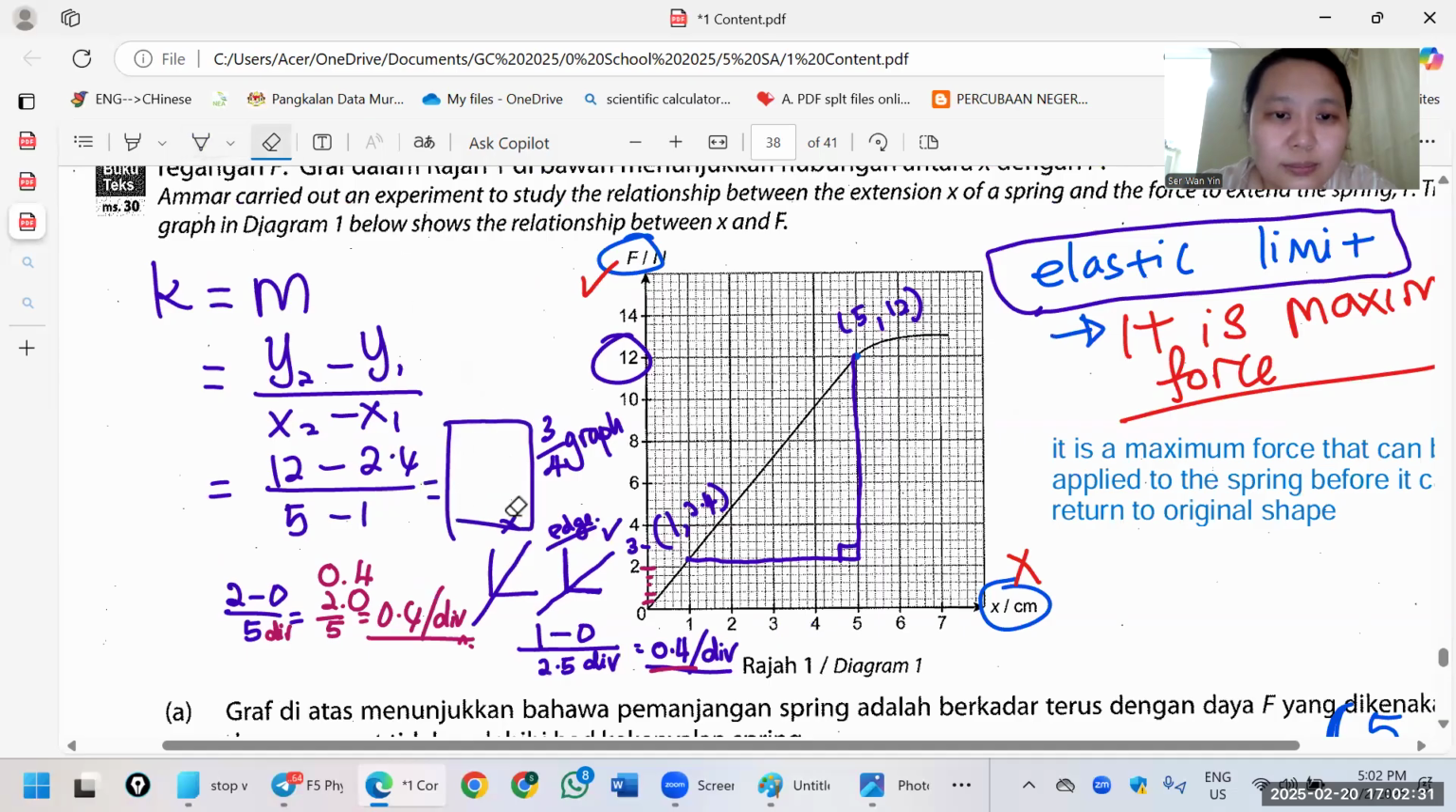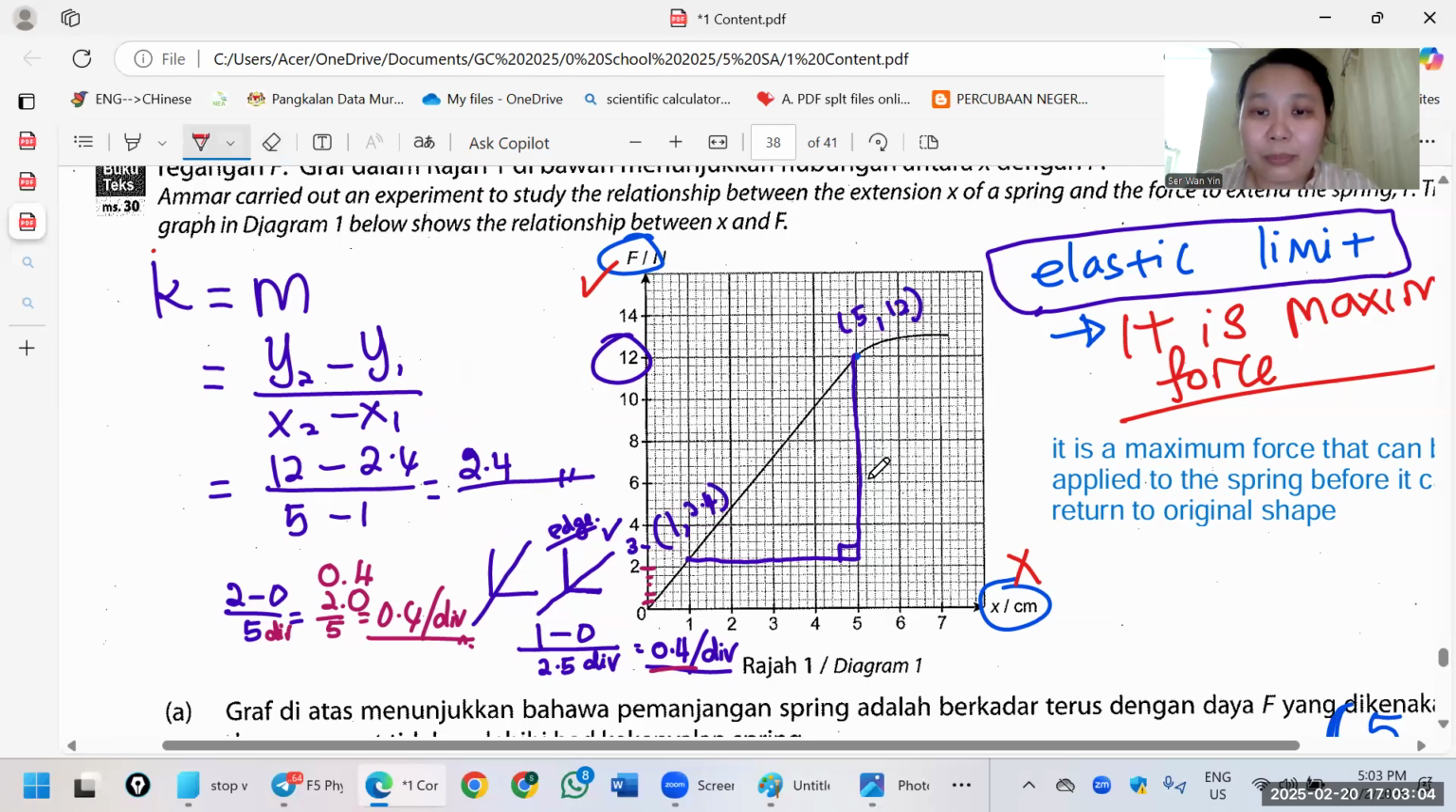So your answer would be 2.4. Okay, so like this, congratulations, you will get 1 mark for drawing the gradient, 1 mark for substituting the gradient. And congratulations, you get the answer wrong.